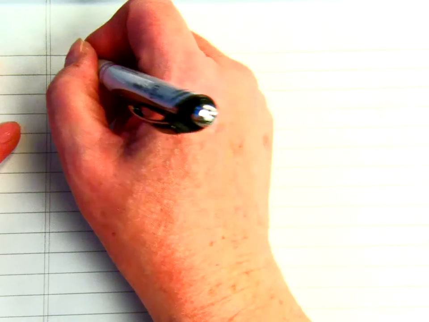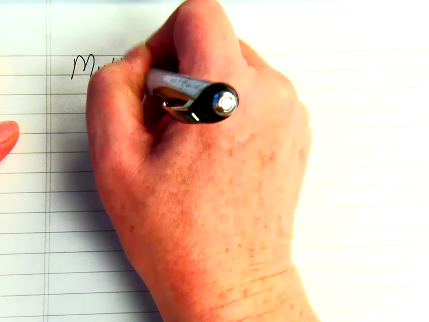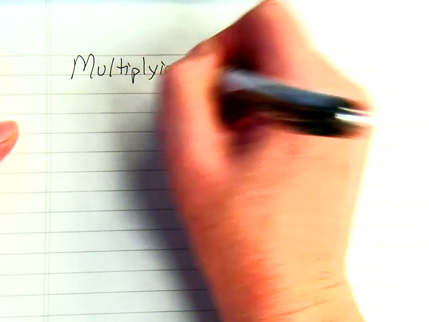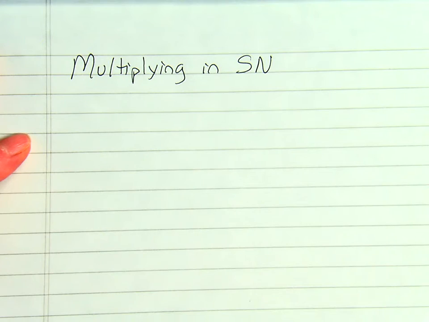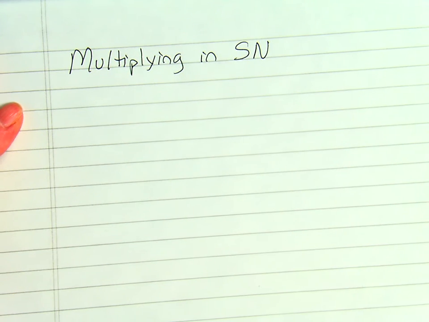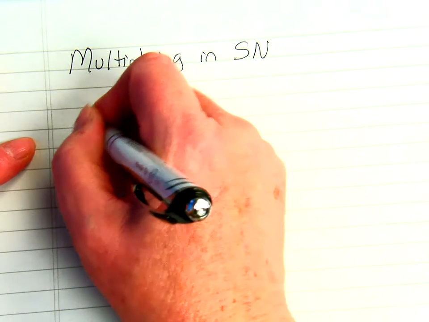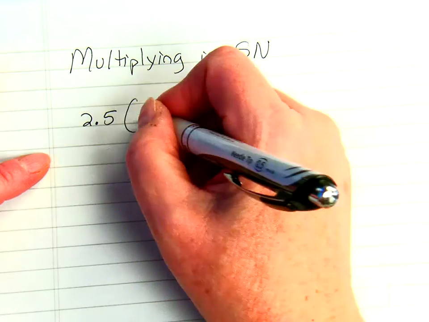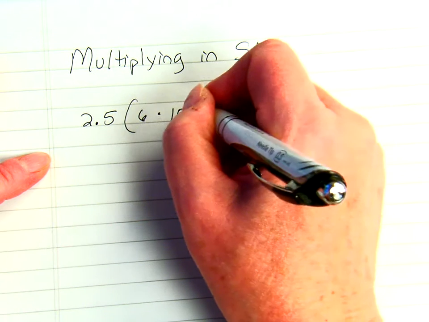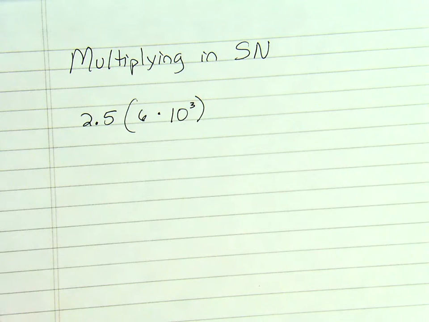The last thing that we are going to look at is multiplying in scientific notation. Basically, this is one of the most important things that we are doing. They don't have dividing on this, so we're not going to talk about it, but multiplying in scientific notation, we will be doing a lot. So let's say we've got 2.5 times 6 times 10 cubed.